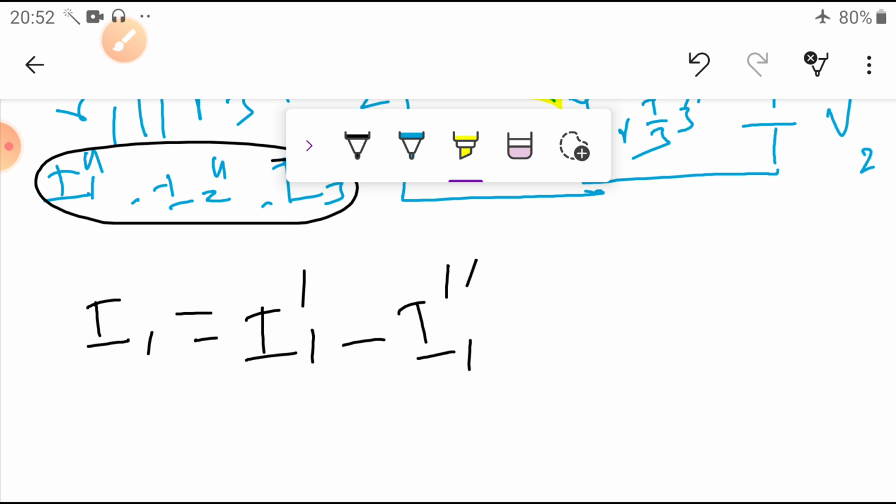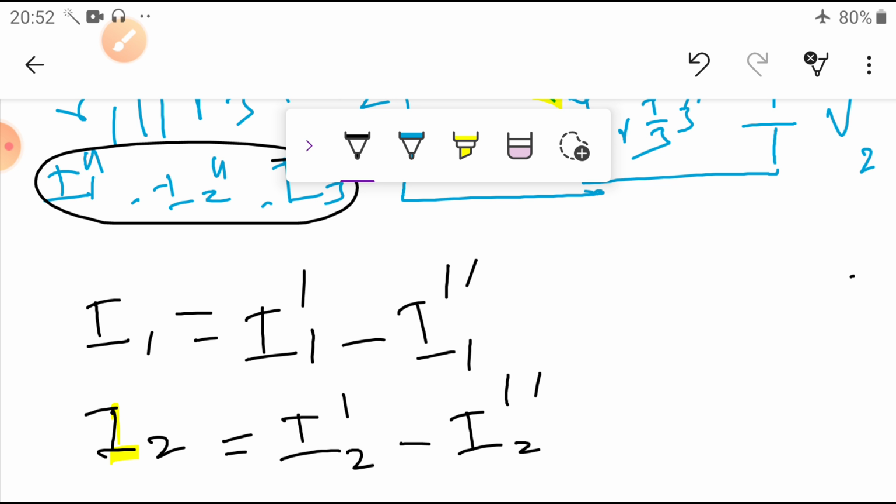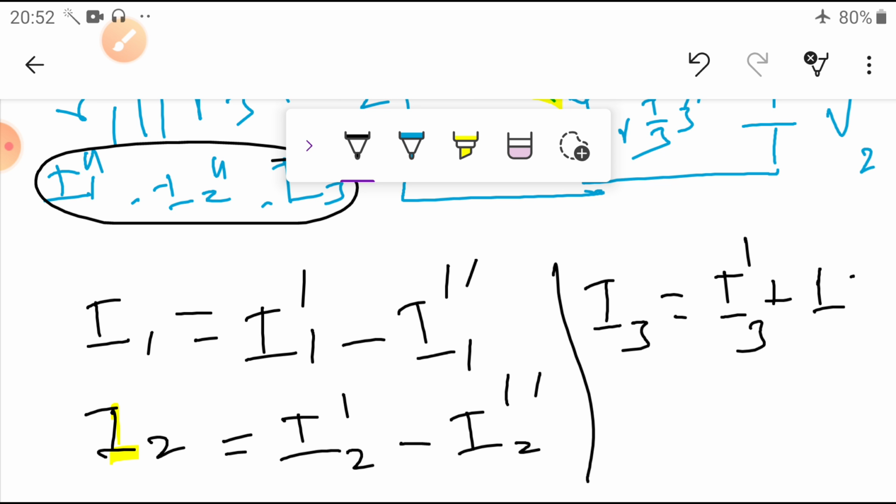Now, similarly, we calculate what is the I2 current. In this case, what we are observing is I2 dash minus I2 double dash. Here also one direction is this direction, another direction is this direction. Now, here I3 is equal to I3 single dash plus I3 double dash. In both, the current direction through the element is the same direction.